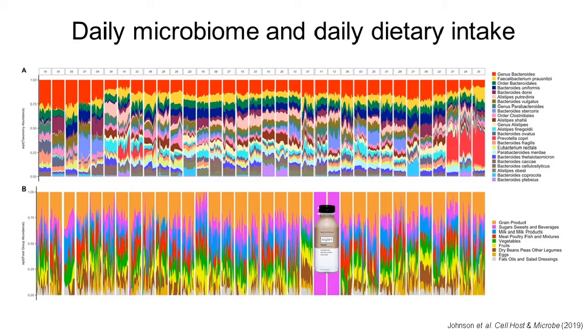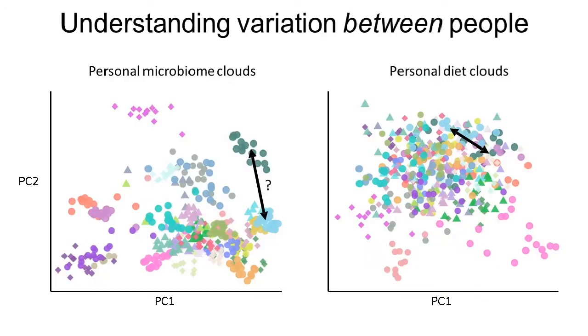Now, what we're going to try to do is answer this big question: how much of the microbiome is driven by diet? And the way that we're going to approach this is actually to partition the microbiome variation into two components. There's the microbiome variation between people. So that can be thought of as the distance between the center of one person's microbiome cloud to the center of another person's microbiome cloud.